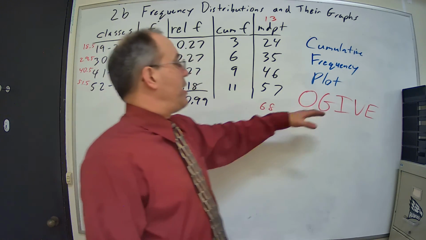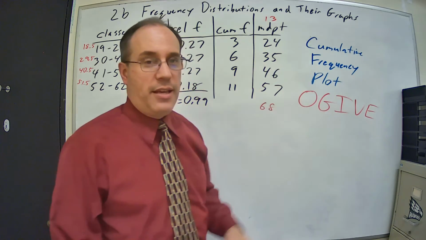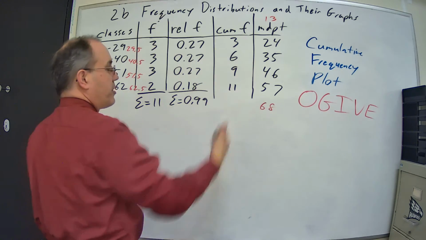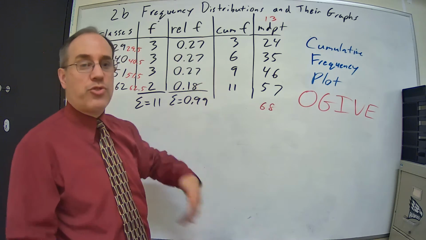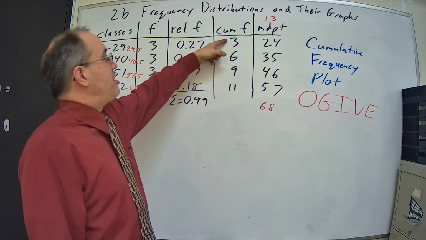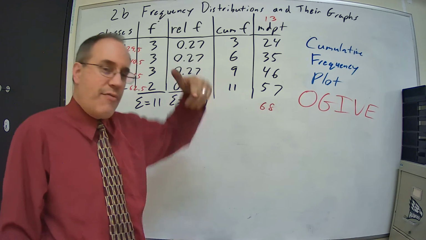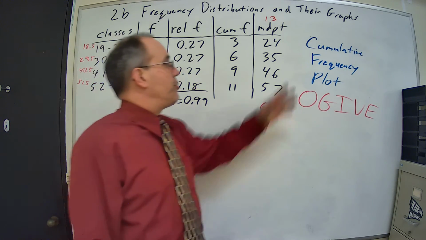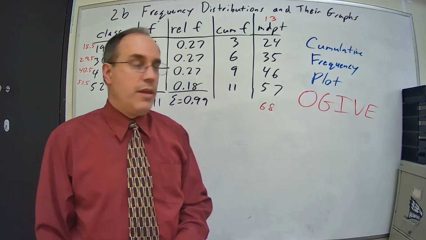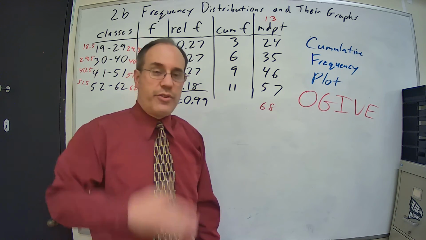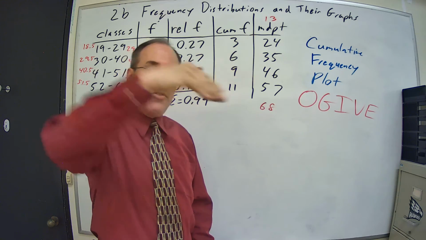Okay? So an OGIVE is a cumulative frequency plot, which means we're going to be plotting these cumulative frequencies. It also means that if we think about what cumulative means, it means to accumulate, to add to, that just like our cumulative frequencies should always continue to go up and never go down again, our cumulative frequency plot is always going to go up and never go down again. When you're dealing with cumulative frequencies, they're either going to remain the same because you just added nothing to them, or they're going to go up. They're never going to go down.